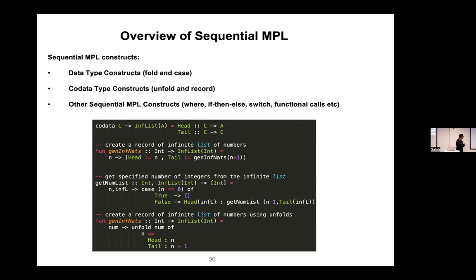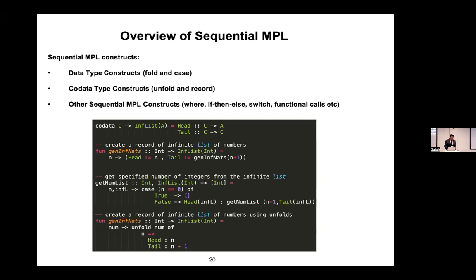And once we have this codata type, I can create a record of an infinite list of numbers starting from n, which is what I do over here. Head is simply n, and for the tail, recursively call this function. And once we have that, we can generate as many numbers as we like, based on the argument to the getNumList function, using the destructors head and tail.